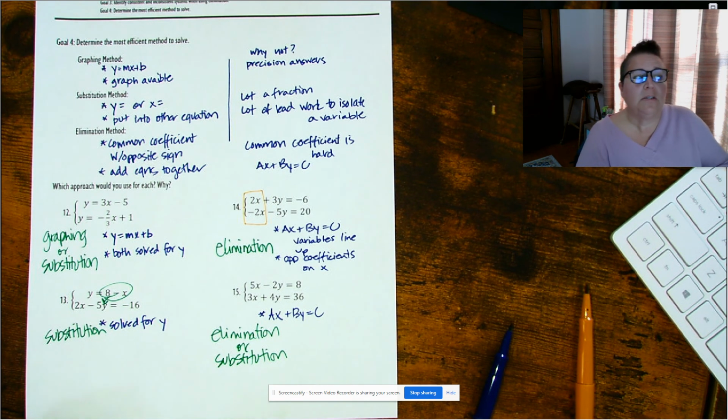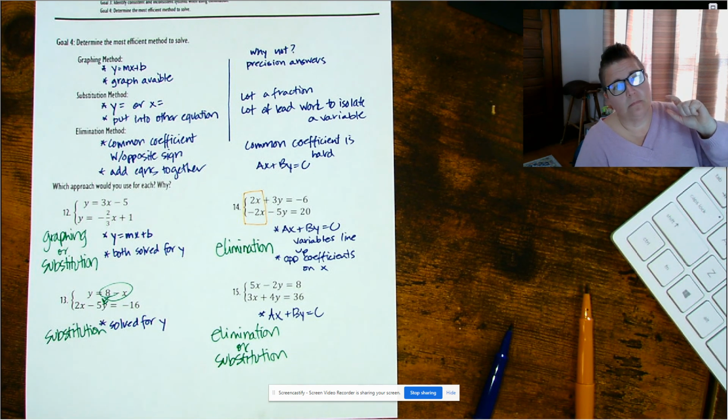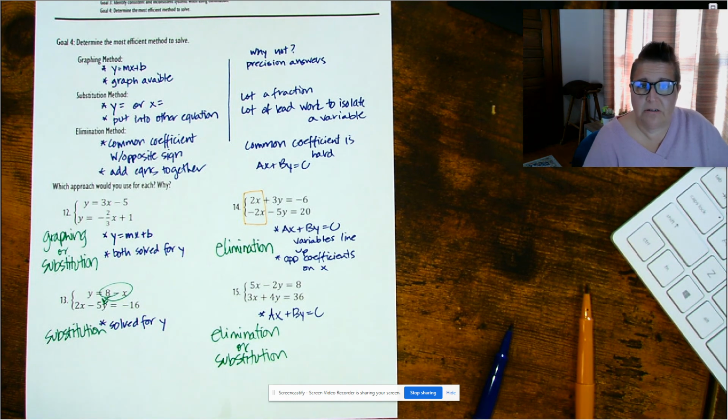All right. So that's what I've got for elimination. Now that you've seen all three types, the graphing, the substitution, and the elimination, we are good to go.